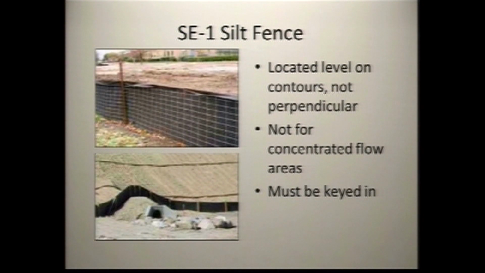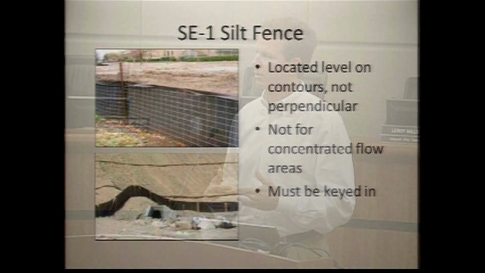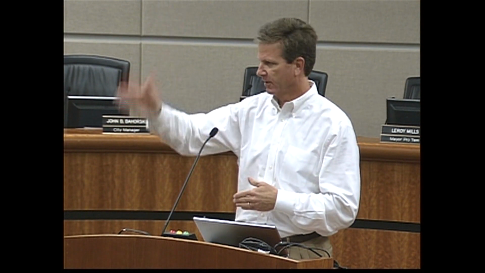The first one's a silt fence. It's a sheet flow device. It needs to go on the contour. One of the biggest abuses that I'm sure you've all seen is people putting silt fence in concentrated flow areas or running them down the fall line of a slope, where it's just going to create a preferential flow path. These need to go on the contour.